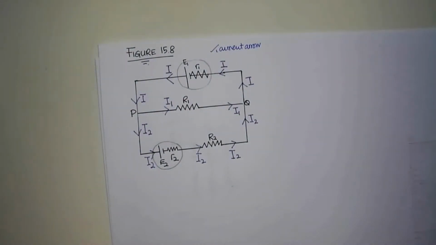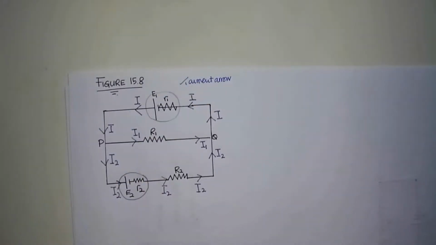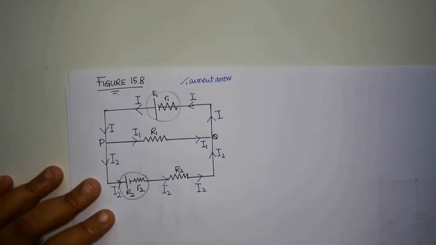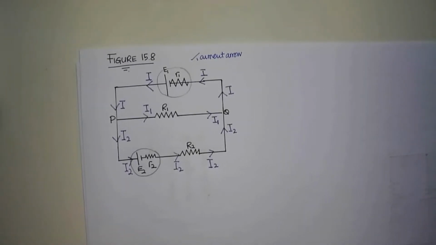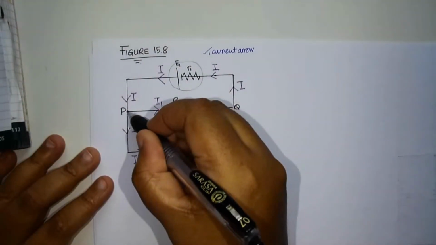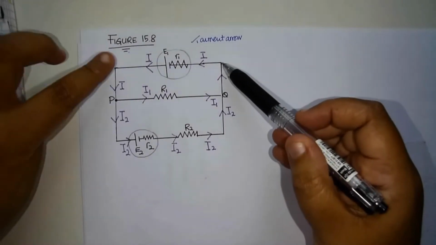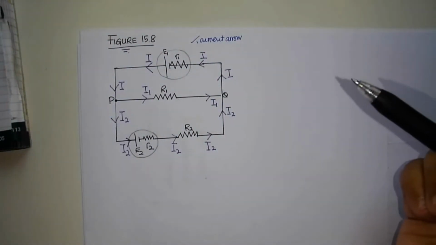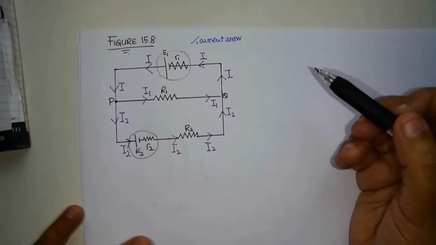Now that we have drawn the first thing, the current arrow, we can apply Kirchhoff's law. Kirchhoff's law says the sum of current entering a point is zero. So I'm going to take this particular point here, point P. You can take either P or Q, but if you choose the other one, it will not help you much to solve the question. You must take the point that has all the current variables.